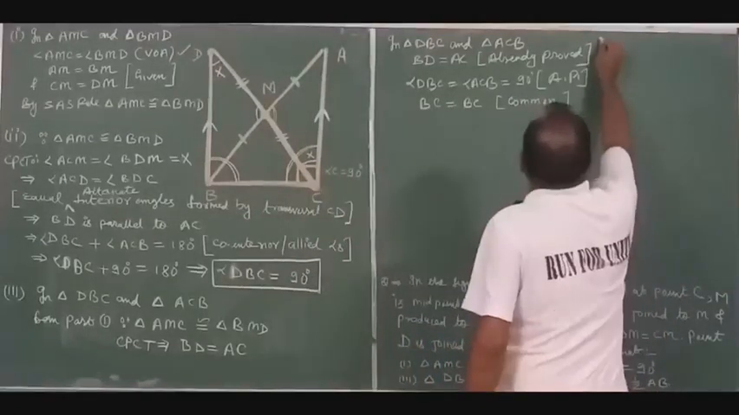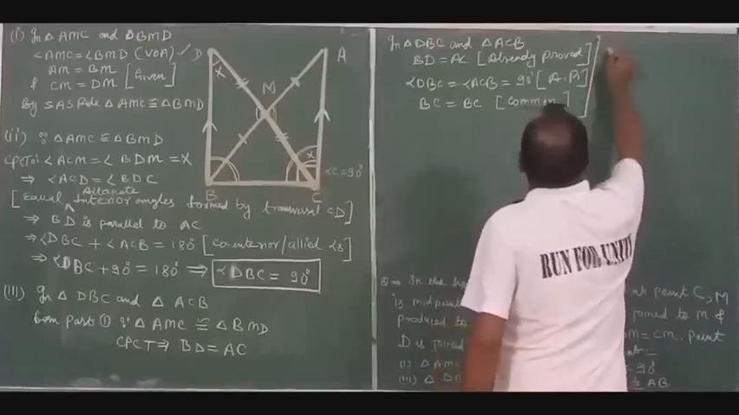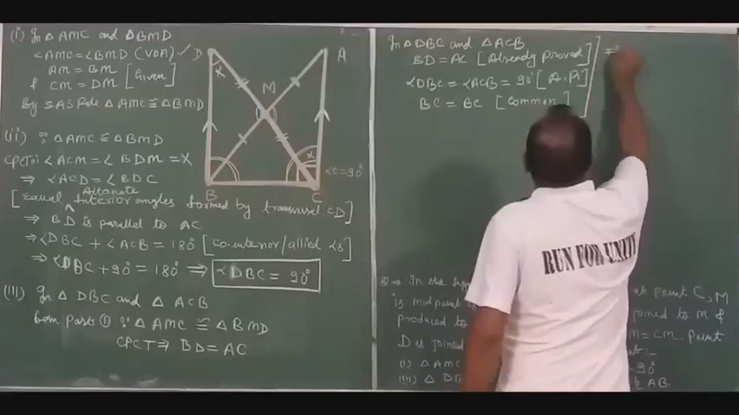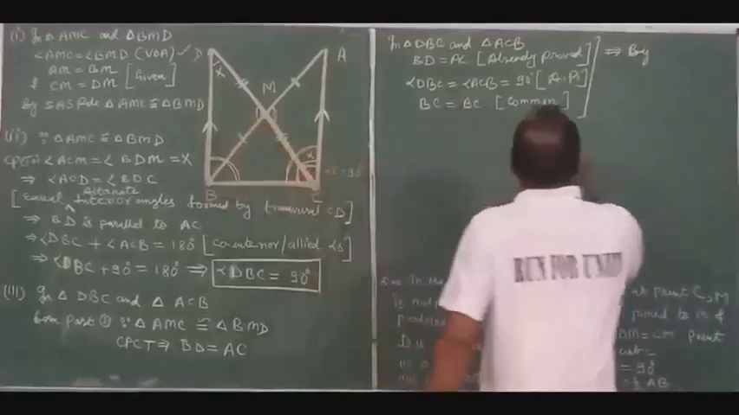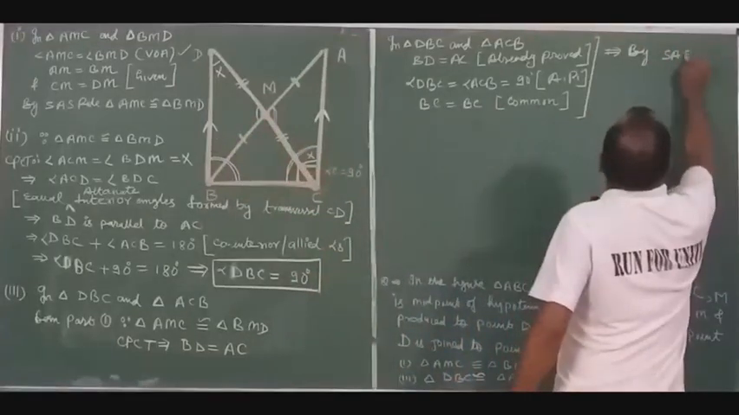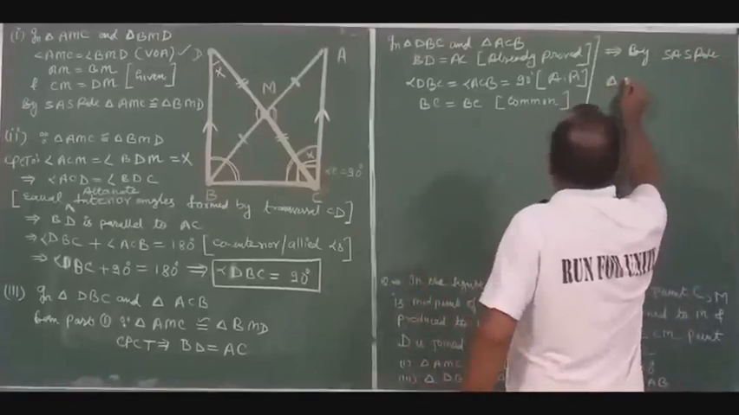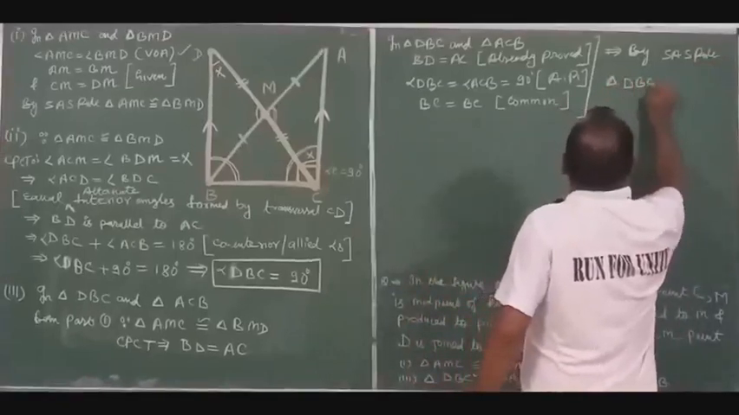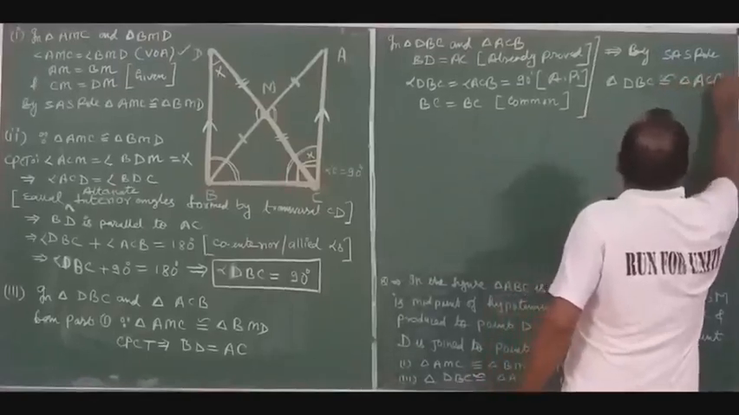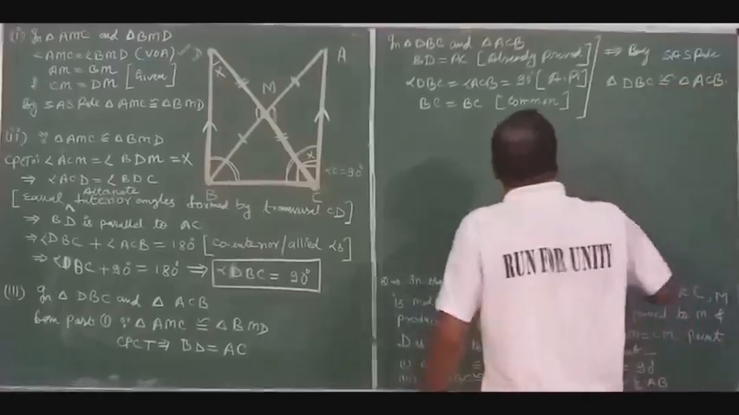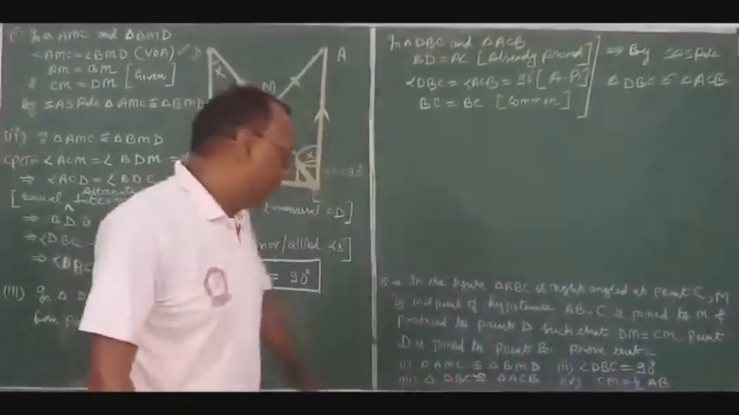Now just look here. Which rule is this? Just look at these three points. By which rule? This is side, angle, side. By SAS rule, triangle DBC is congruent to triangle ACB. This is the third part.